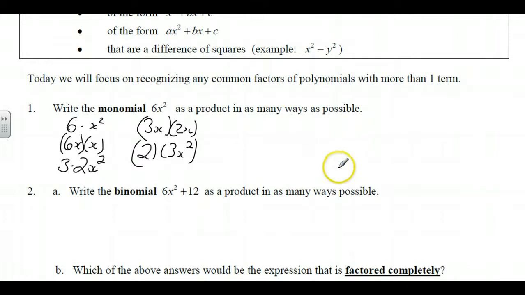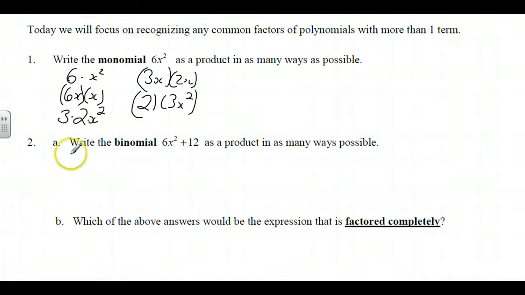Write the binomial 6x squared plus 12 in as many ways as possible. So I could go 2 times 3x squared plus 6. And you notice all I've done is divide each of these by 2. I could divide them by 3. 3 times 2x squared plus, this will have to be a 4.